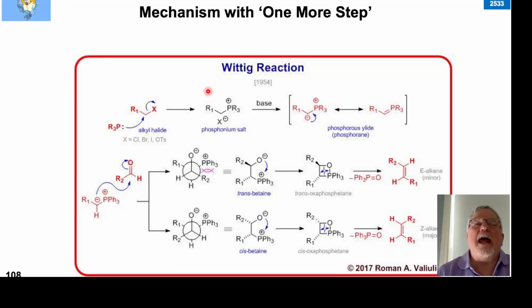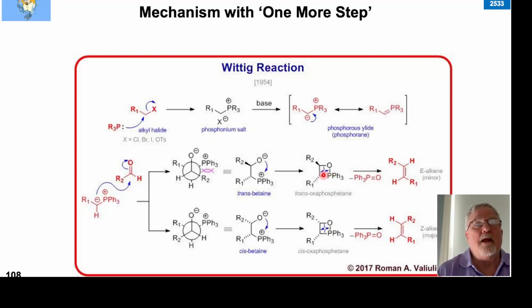Here's the mechanism, and it has an added step. There's good evidence for this step. Normally, we might not think of this, but there's good evidence for this step. So we make our phosphonium salt. We use a base to make the ylide. The negatively charged carbon reacts with the electrophilic carbon of our carbonyl group, and we get this thing. It's called betaine. Okay, it's a zwitterionic species, and it actually closes to form the oxaphosphetane that we showed in our mechanism.